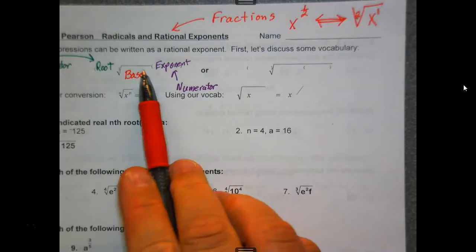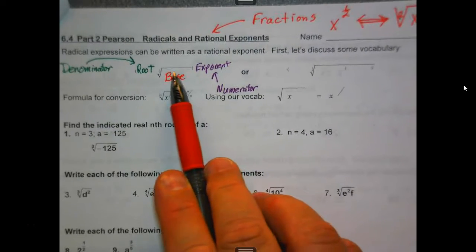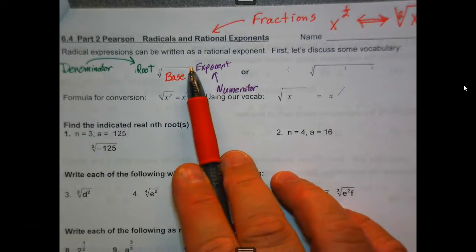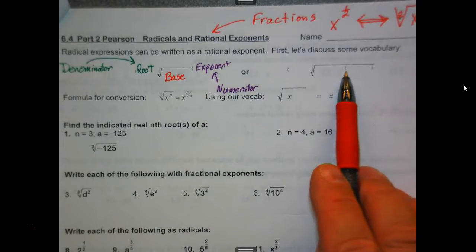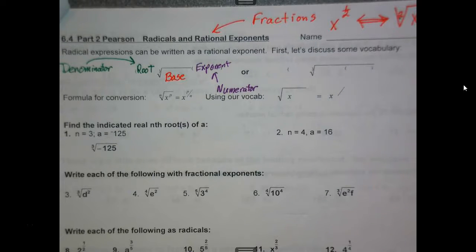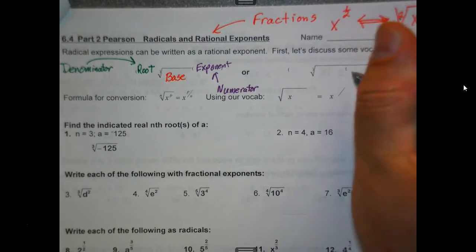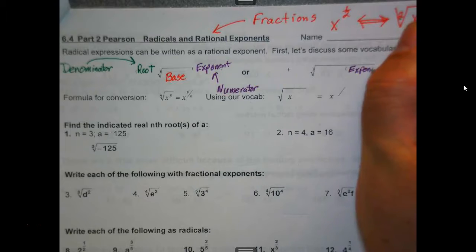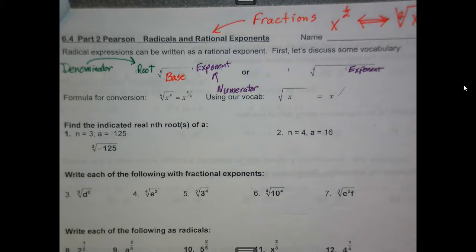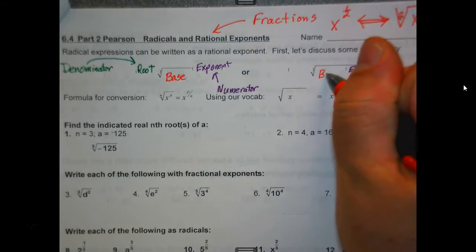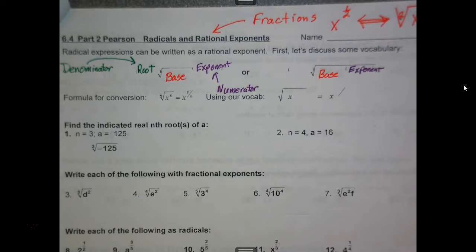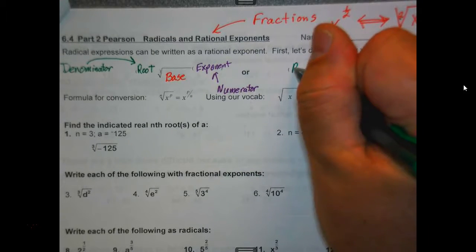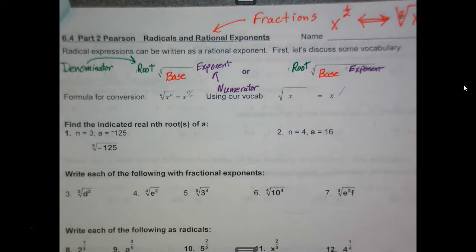Now notice that in this example, we put the exponent outside the radical sign. I, being old school, always put the exponent underneath the radical. So here's the way I do it. The exponent goes underneath the radical. Here's my base. And here's my root. Okay?